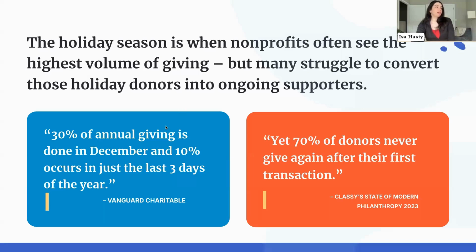And then just a couple stats here that I think were impactful. So 30% of annual giving is done in December and 10% occurs in just the last 3 days of the year. So again, this is that heavy, generous spirit that's happening where people are just giving a lot of money last minute. There's a lot of high urgency ads and emails coming through, last minute, last chance to give before the end of the year. So those are really impactful.